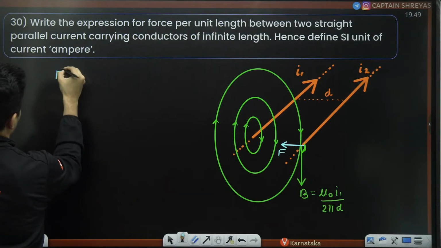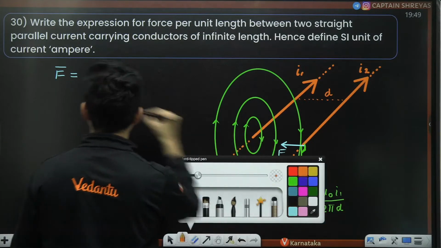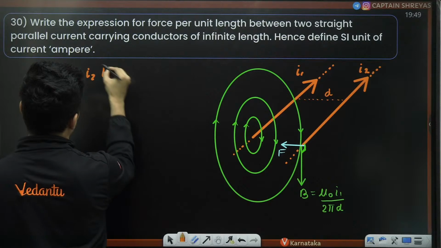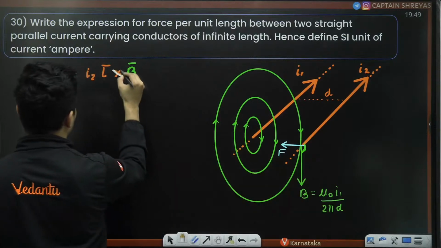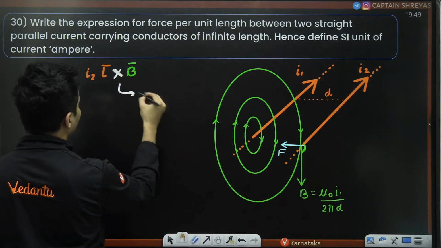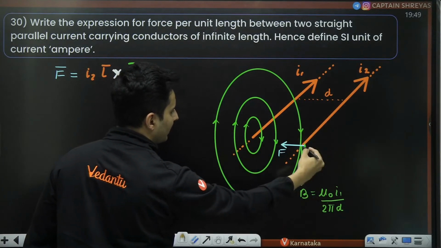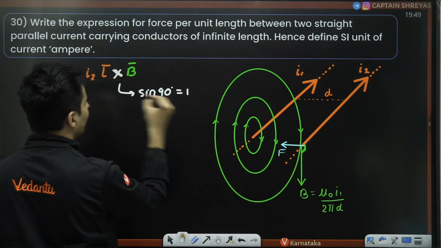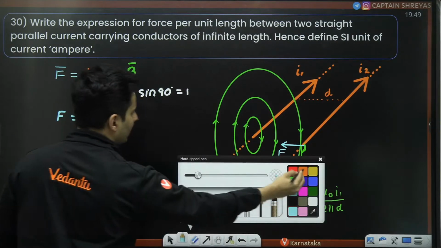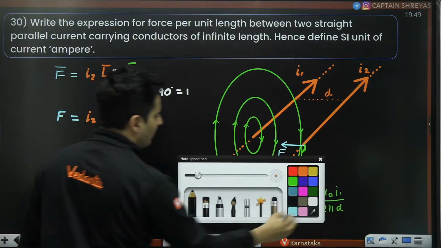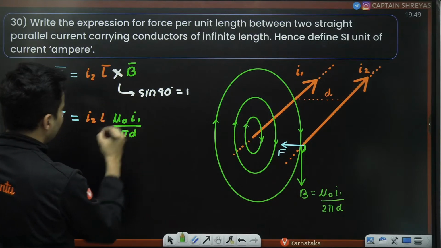This force is nothing but the current which is passing, in this case I2, into length cross the magnetic field. The best part is this cross product will not even matter so much, because cross means it is sine theta. Here length and the magnetic field are perpendicular, so sine 90 will be 1. So don't worry about it so much. Therefore the magnitude of the force will be I2 into L, and the magnetic field we just wrote down here, mu naught I1 divided by 2 pi d.